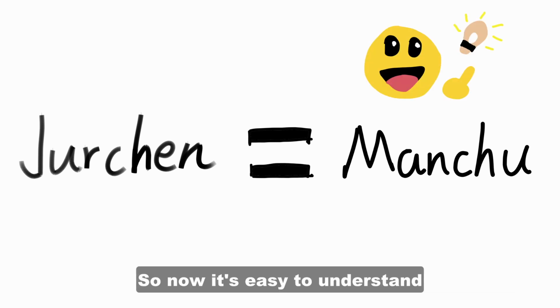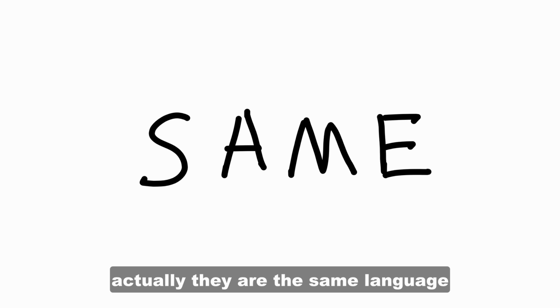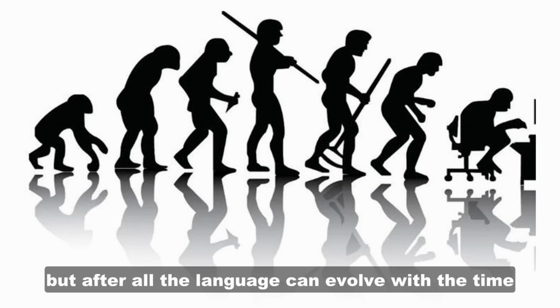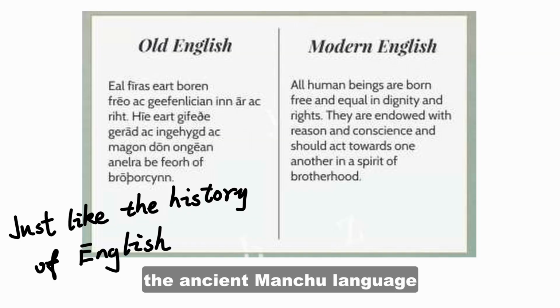So now it's easy to understand the relation of the Jurchen language and the Manchu language. Actually, they are the same language. After all, a language can evolve with time. So the Jurchen language is more like an ancient Manchu language.